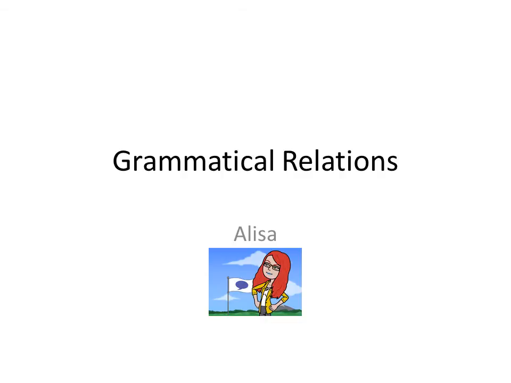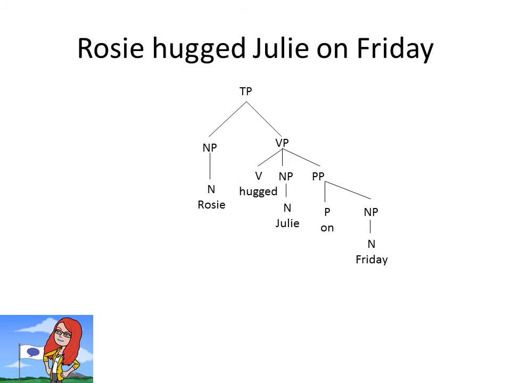Now we will move away from structural relations and look at grammatical relations. Let's look at some trees to describe grammatical relations. As Carnie says, a subject is an NP or CP daughter of TP. If we look at this tree, we find the NP, Rosie, as the daughter of the TP, and mark that as the subject.